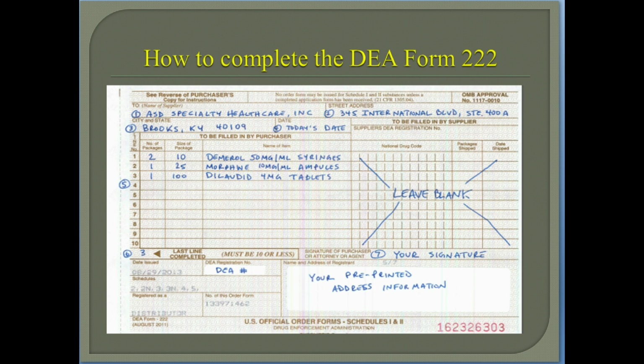Next, we have Dilaudid 4 mg tablet. The number of packages is 1 and the size of the package is 100. Next to it, we have the National Drug Code.